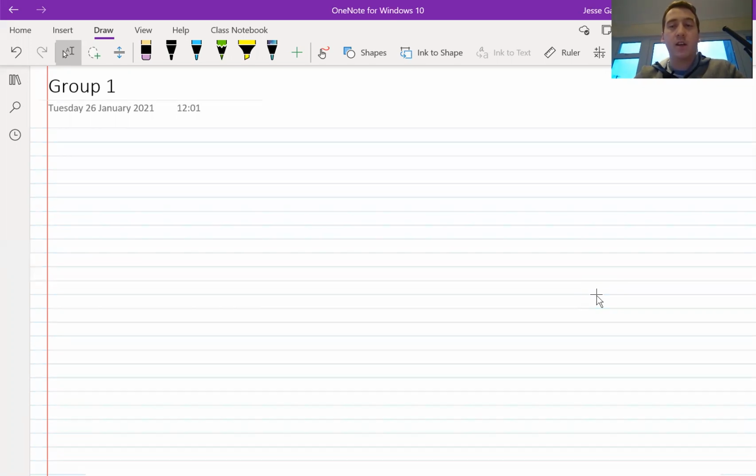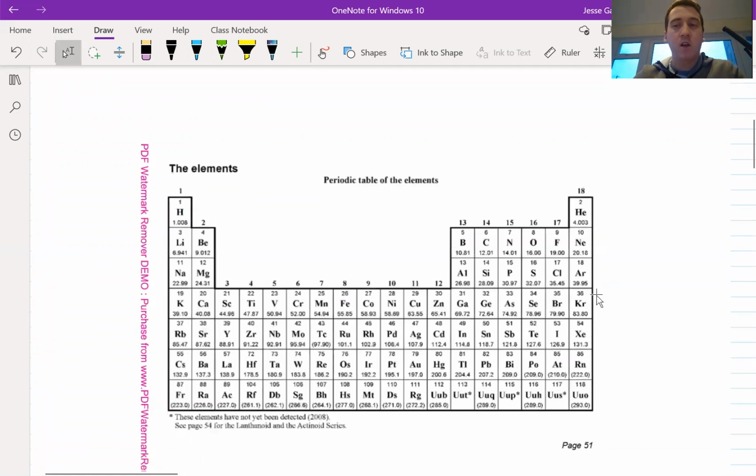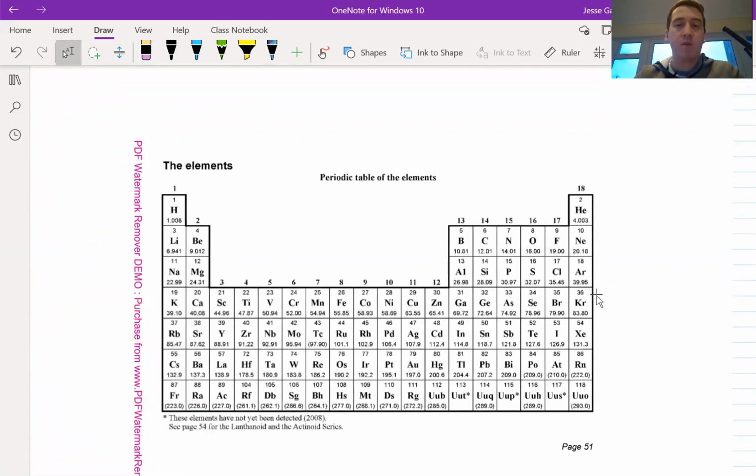So we're going to start today. Today's lesson, we're going to look at group 1. So group 1, what do we mean by group 1? Well, group 1 on the periodic table. First of all, what is a group on the periodic table? You should know the answer to this.